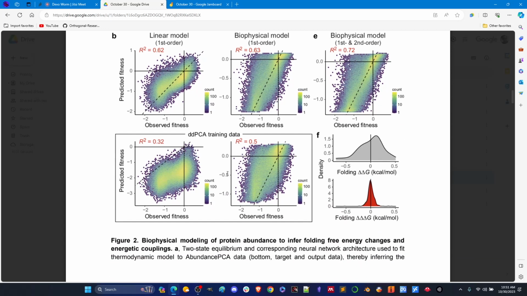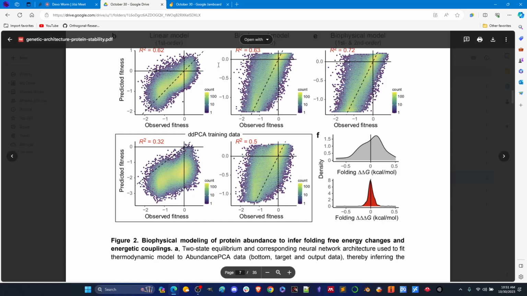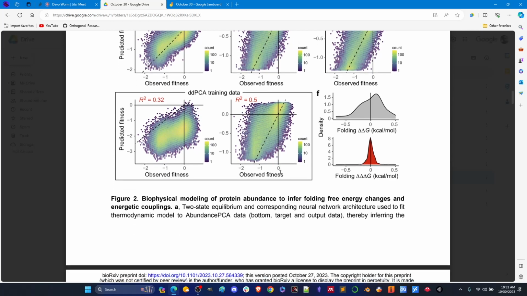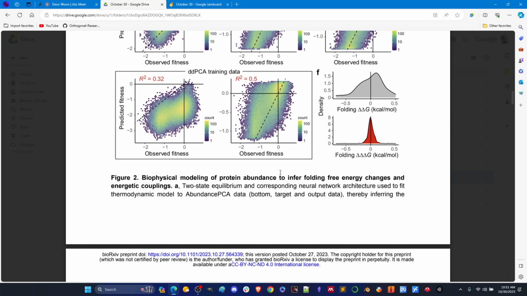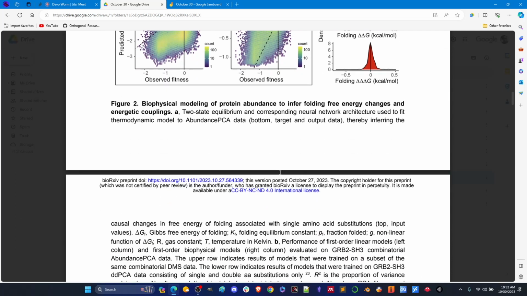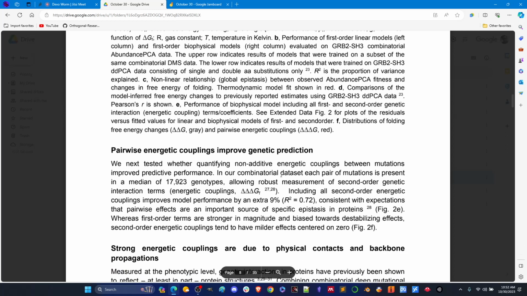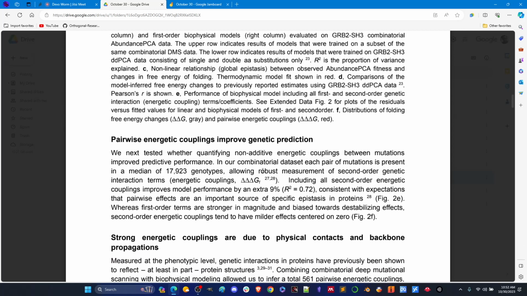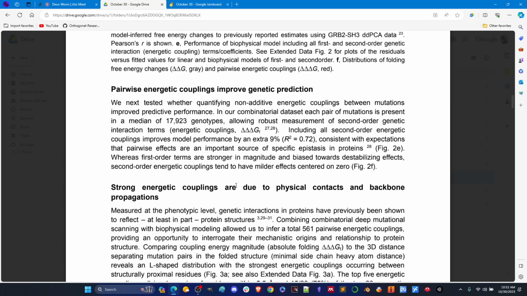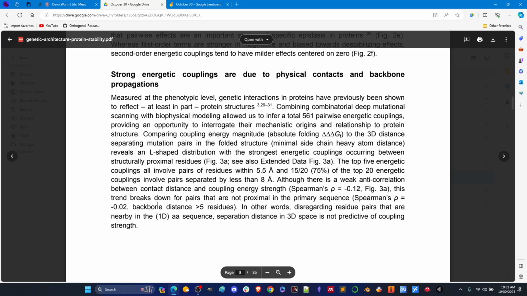And then down here we have ddPCA training data, where we have these two models that are less predictive than these other ones. So then we have the pairwise energetic couplings, which also improve genetic prediction. We have strong energetic couplings, which are due to physical contacts and backbone propagations.